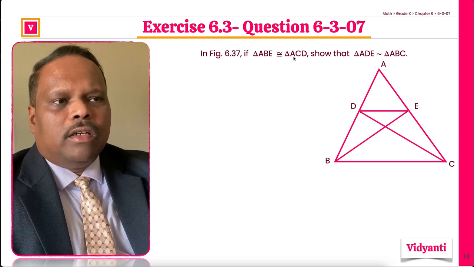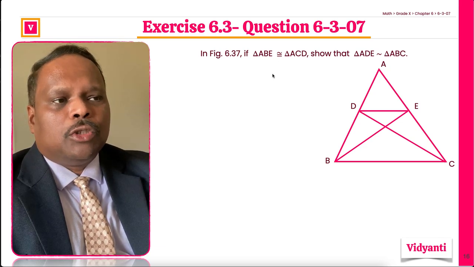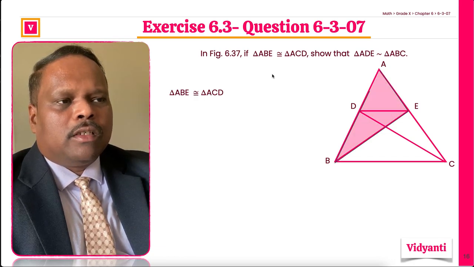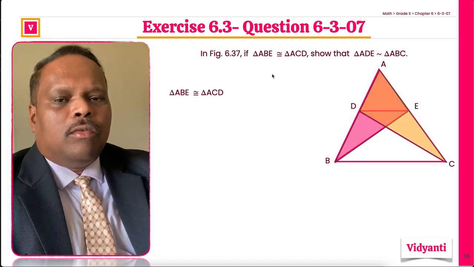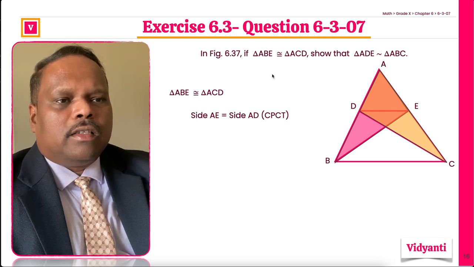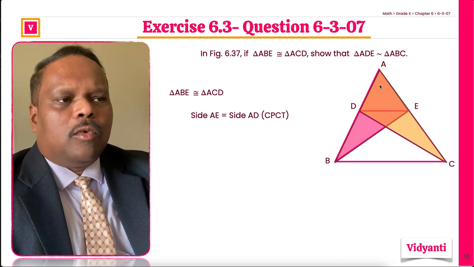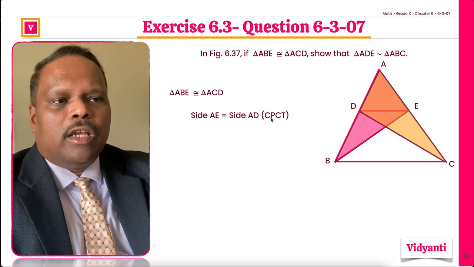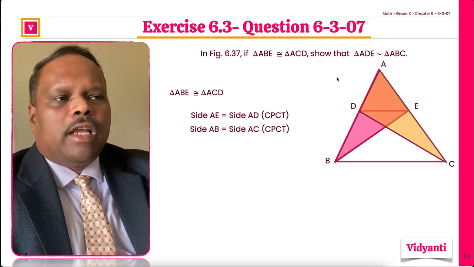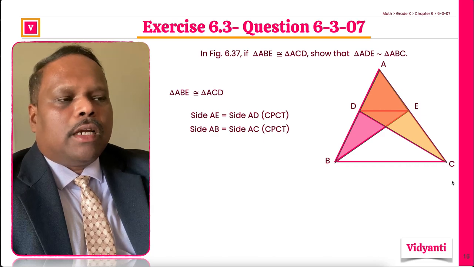ABE and ACD are given congruent, so that means they are exactly identical. Let's try to show them in color. This is already given as a part of the question, so that means this triangle and this triangle are exactly identical. We can use CPCT, which is corresponding parts of congruent triangles, and I can say that AE, which is the small on the right, is equal to AD, which is small on the left. CPCT stands for corresponding parts of congruent triangles. Similarly, I can say AB, which is the bigger side on the left, equals the bigger side on the right.